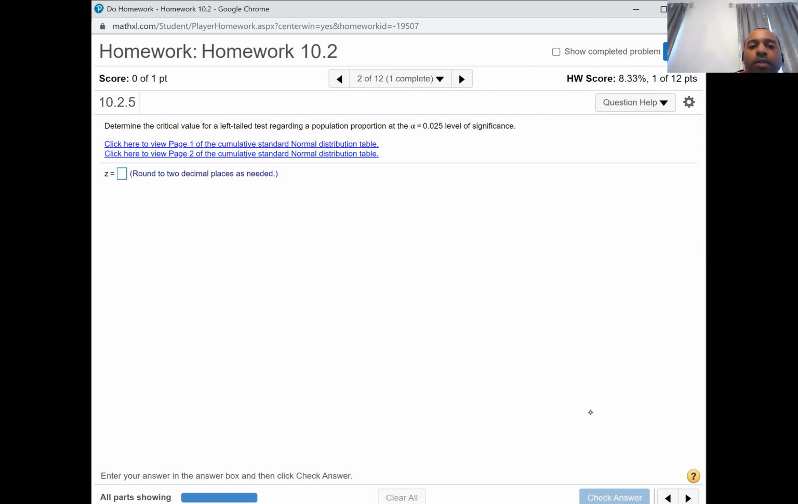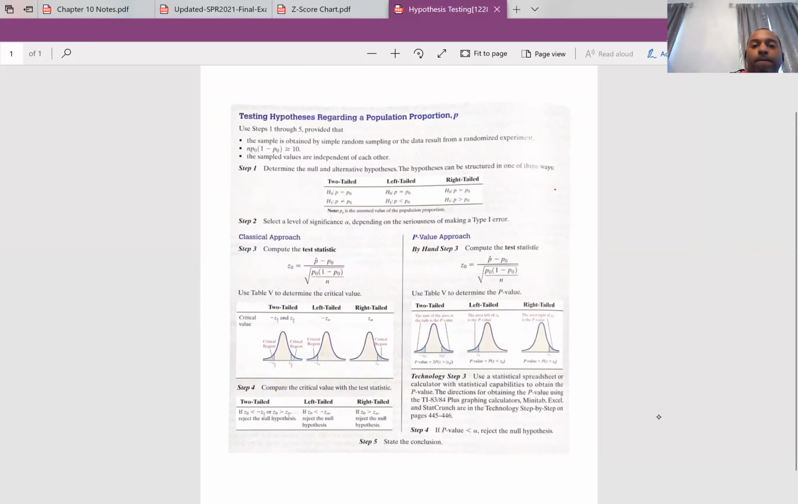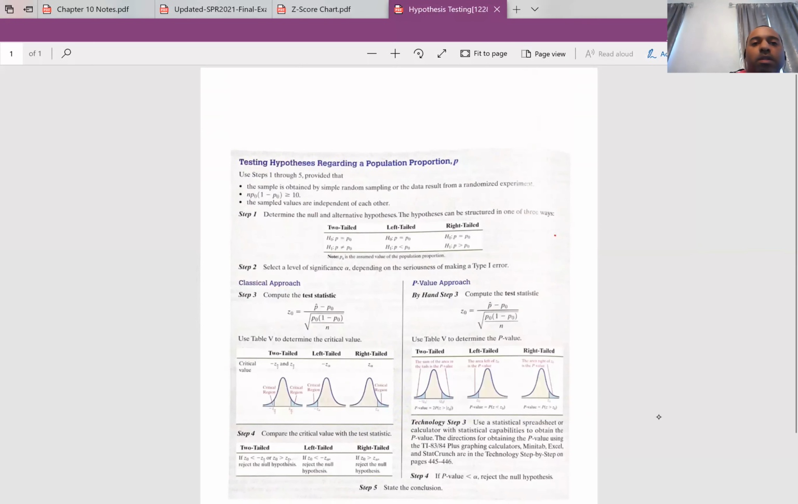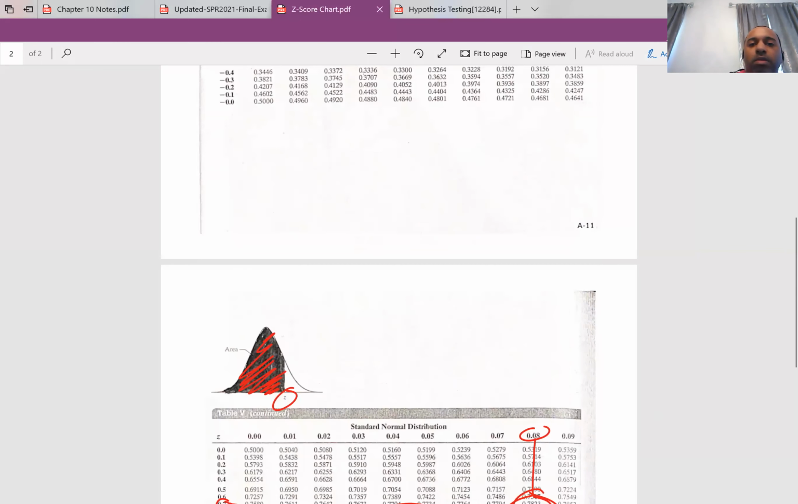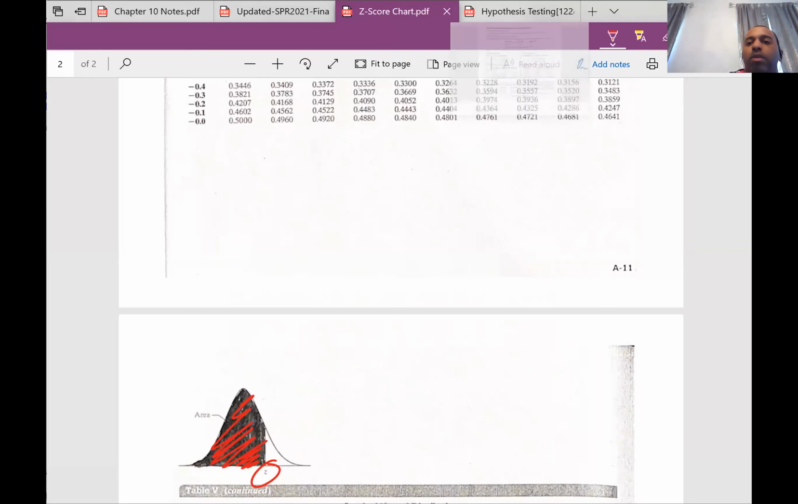Determine the critical value of the left tail. Okay, so here it says determine the critical value for the left tail test regarding the population proportion at alpha equal to 0.025 level of significance. So let's go to our z-score chart.